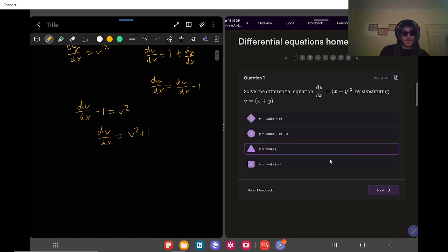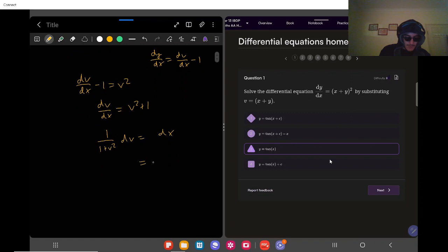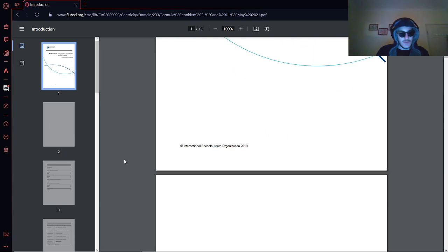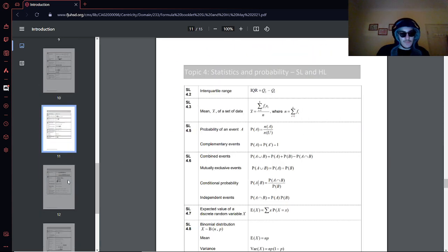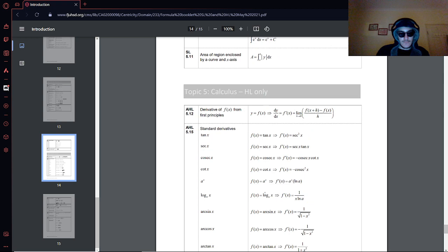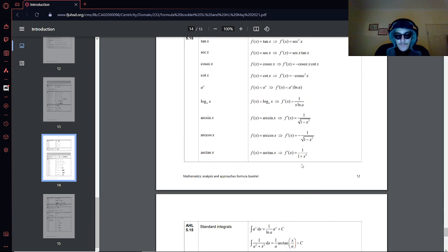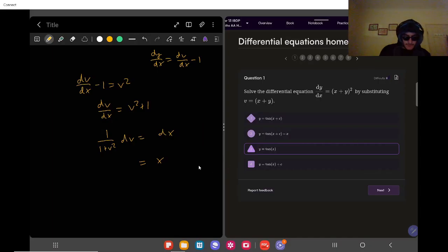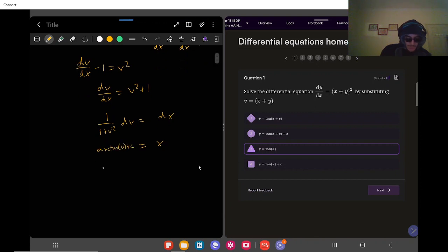Remember, you get one variable on one side and the other variable on the other side, and integrate. So 1 over 1 plus v squared dv equals dx. The integral of dx is just x. The integral of 1 over 1 plus v squared is arctan v. So that's arctan v equals x plus c, and then we're just going to solve from there.